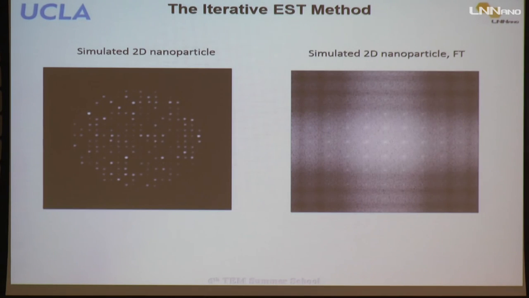So this is an example. Using the iterative EST, we can get the missing data back. This is a simulated 2D nanoparticle. I just randomly put some atoms and did some random jiggle. When you Fourier transform this, you can see the peaks here. This is a lattice, so you see the lattice peaks everywhere.